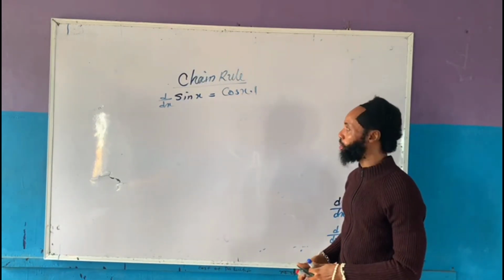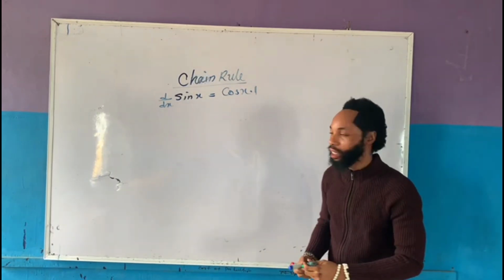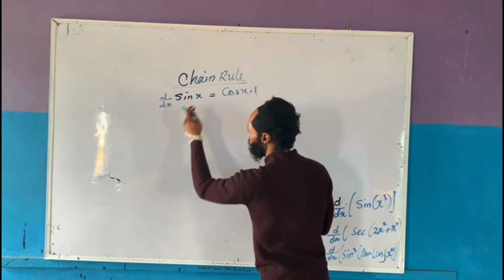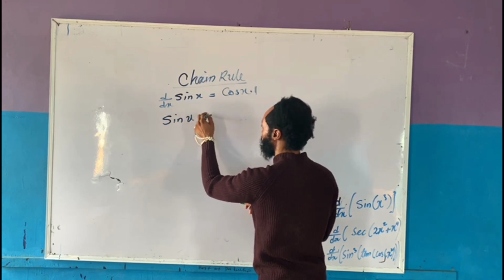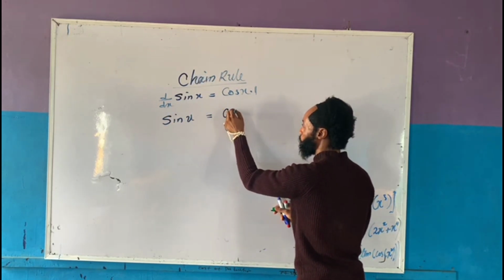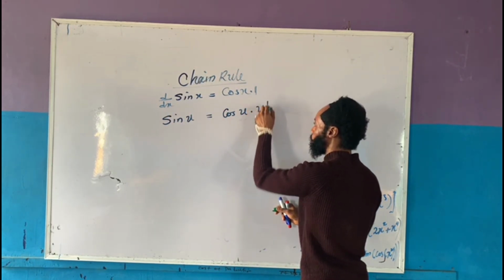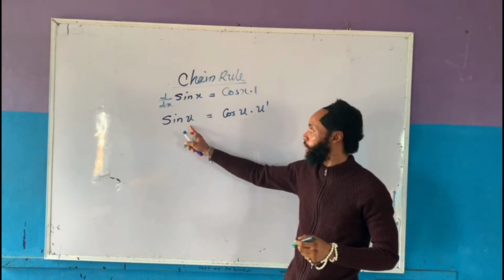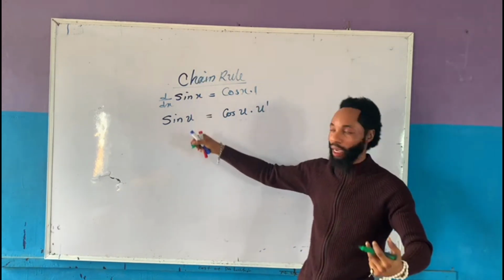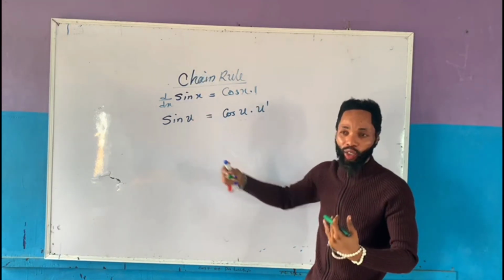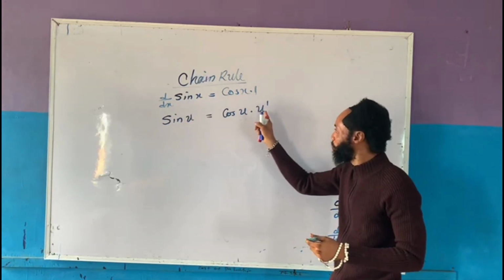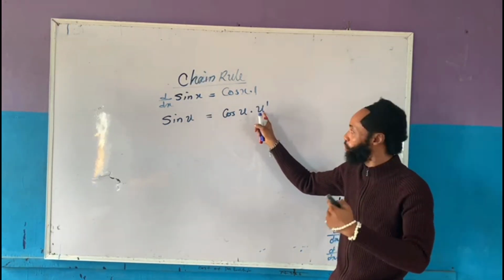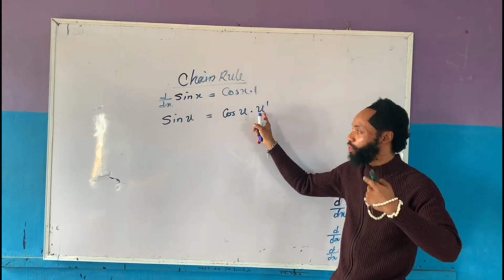But for what I'm about to explain here, I'm going to use u. Then the derivative of sine u is cos u times u prime. Why am I doing this? Here, x is 1. But sometimes the angle could be anything other than x. It could be x squared. You understand? Hence, the differential value will take effect.